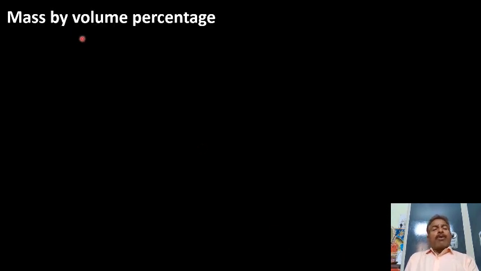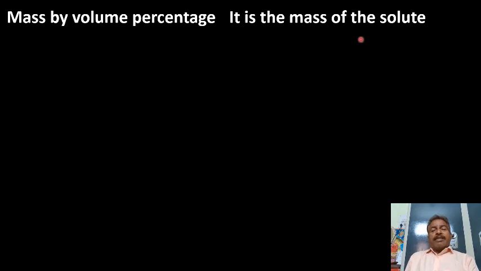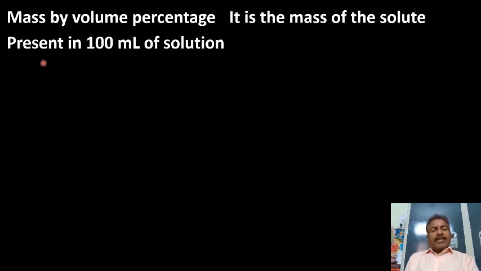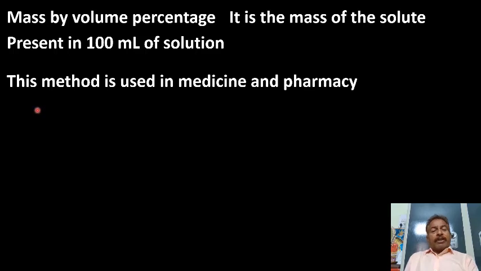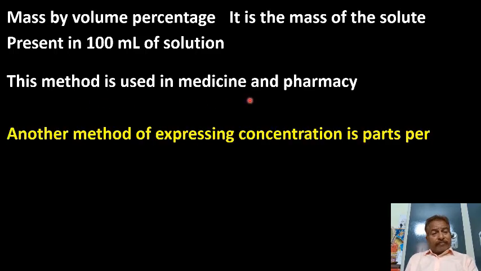Now, mass by volume percentage. It is the mass of the solute present in 100 ml of solution. So, in this method, mass is taken in grams and the volume of the solution is taken in 100 ml. This method is generally used in medicines and in pharmacy.